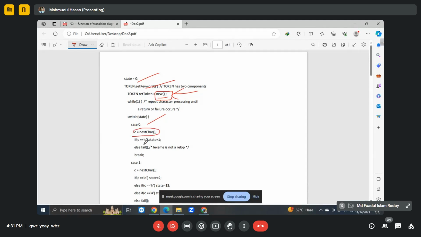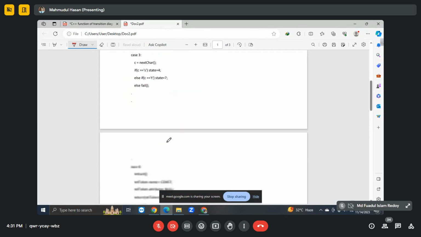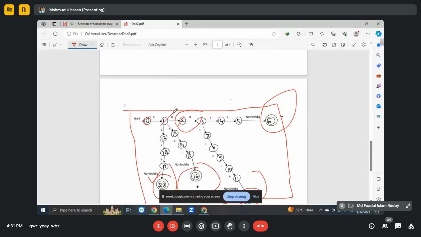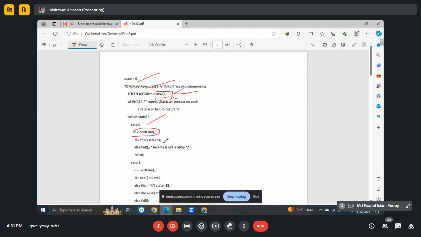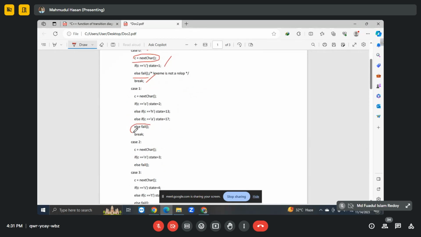If the next character is C, the next state is 1. So that's why there is actually 1. Otherwise, fail or break. One thing is different: if you consider this code, you need to call the fail function repeatedly until you get the final state.